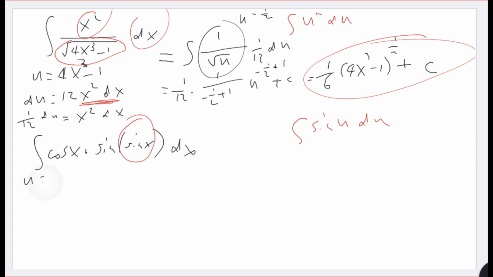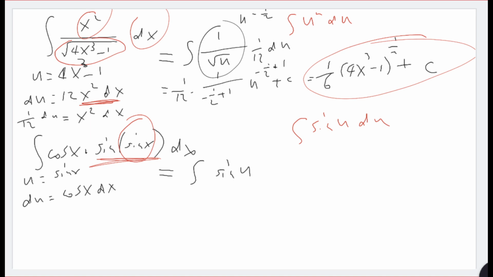So think of this as a new variable. Then du equals cosine x dx. With this, we can see the integral becomes, well, the main part. First of all, the more complicated part will become simply sine u.